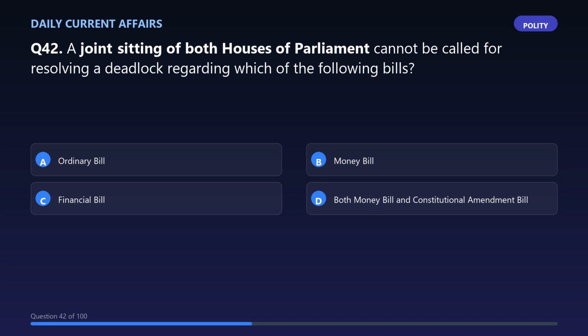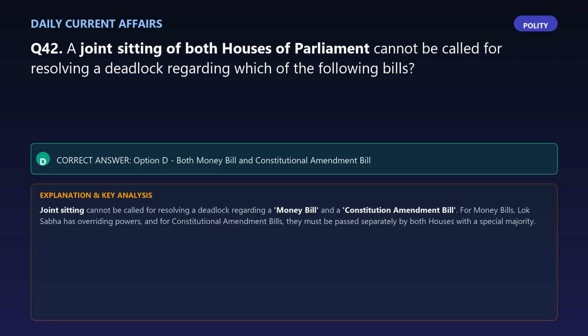Question 42. A joint sitting of both houses of Parliament cannot be called for resolving a deadlock regarding which of the following bills? The correct answer is option D, both Money Bill and Constitutional Amendment Bill. Explanation. Joint sitting cannot be called for resolving a deadlock regarding a Money Bill and a Constitution Amendment Bill. For Money Bills, Lok Sabha has overriding powers, and for Constitutional Amendment Bills, they must be passed separately by both houses with a special majority.